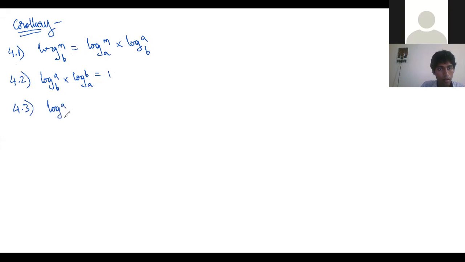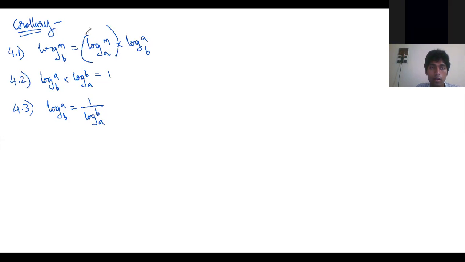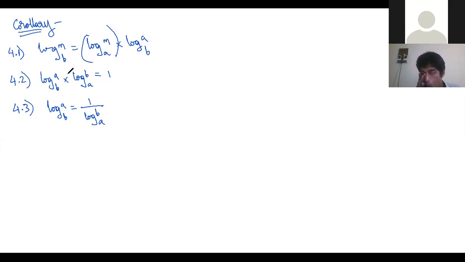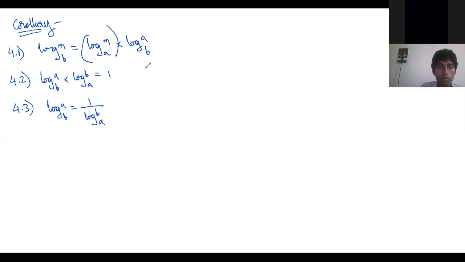In the first one, a law is common. Yes, sir. In the first one, if you take this part to the other side and divide, then you get the previous law, isn't it? Sir, we can use the reciprocal law too, for the second one. If we take log A by B as x, then log B by A will be 1 by x. We can use it in the first one too. Yes, we can.